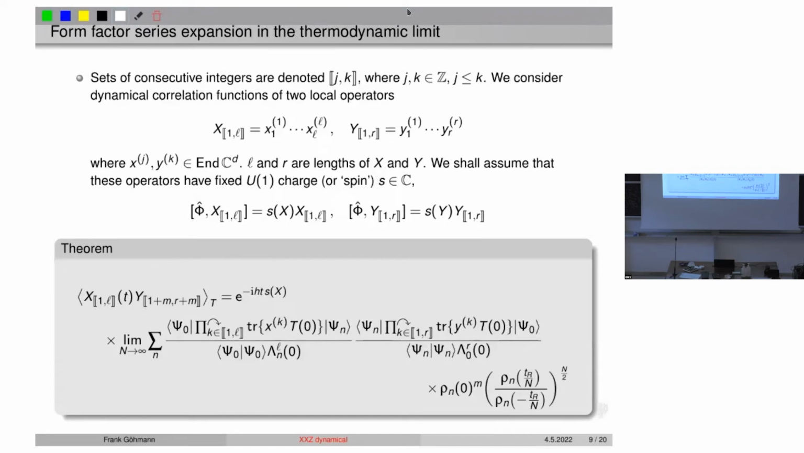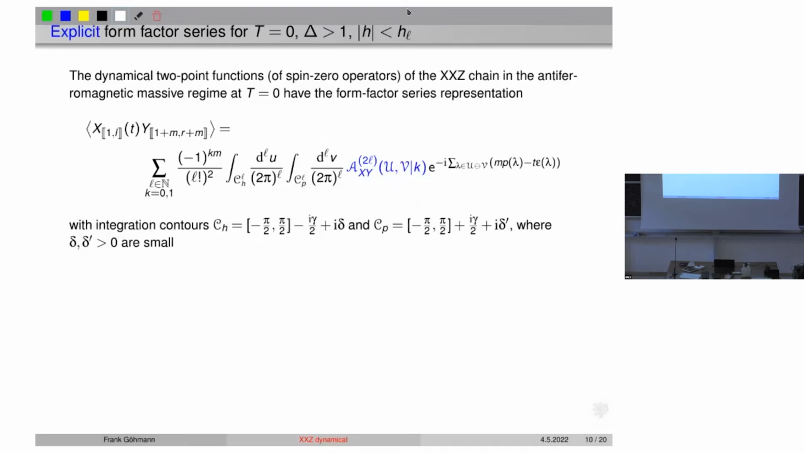And I just want to show you the results now, okay? It takes some time because the formula also needs some contemplation. So first of all, what we get here: the dynamical two-point functions of spin 0 operators. Remember, I explained what the spin is. It's the change of spin a local operator does. So dynamical two-point functions of spin 0 operators for the XXZ chain in the antiferromagnetic massive regime at temperature 0 have the following form factor series representation.